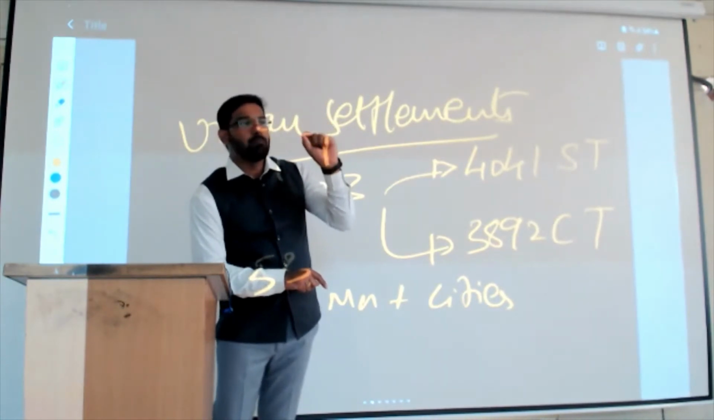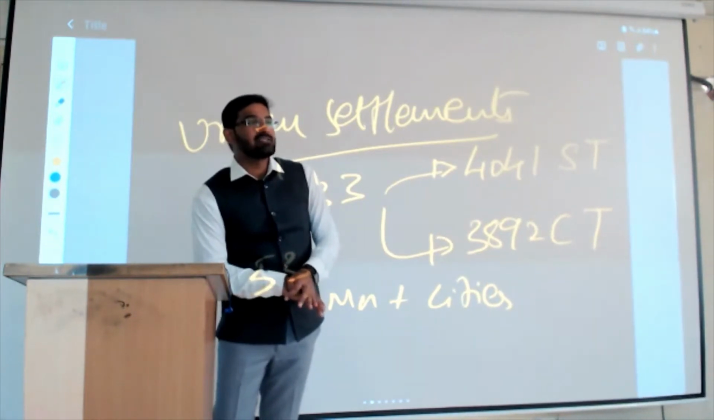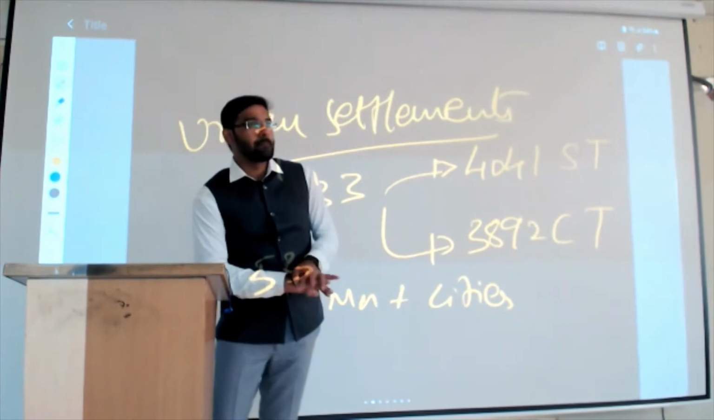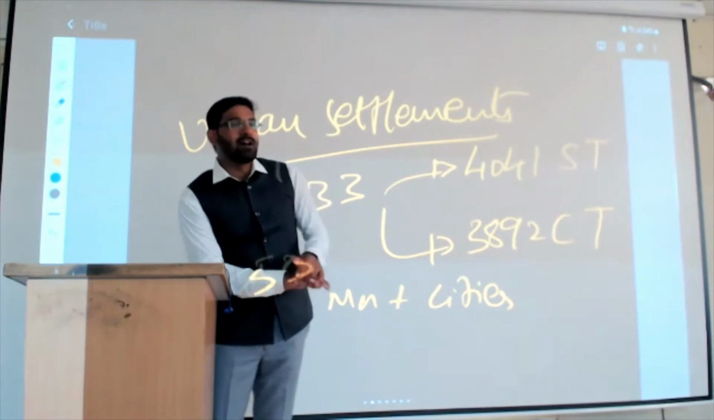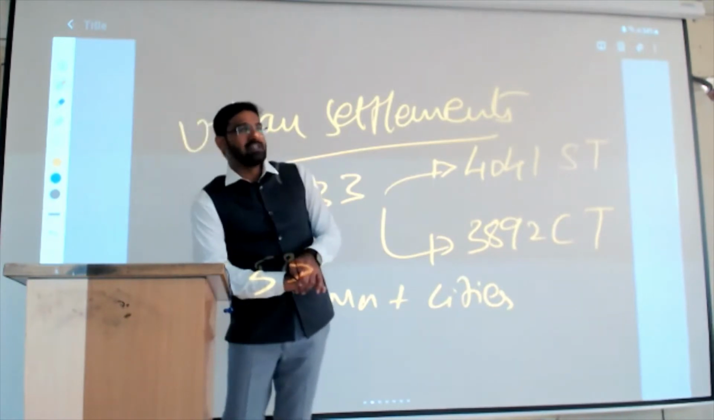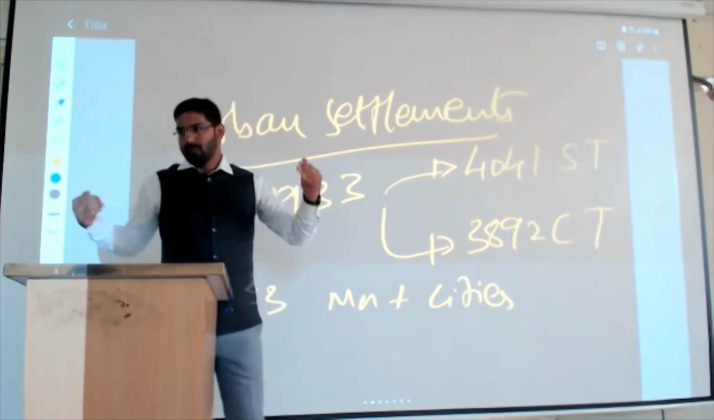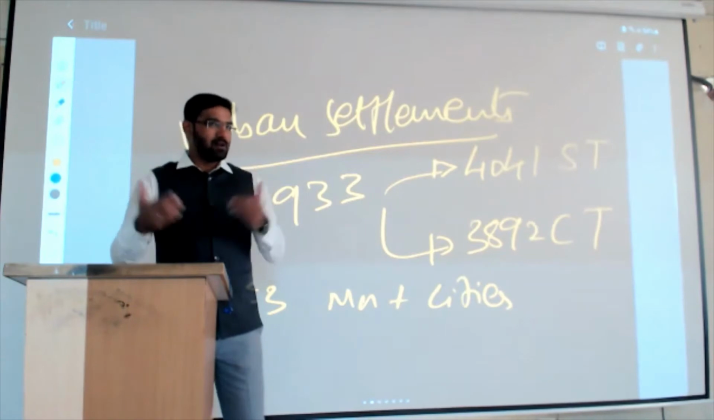What is the highly populated city in the country, or which state has the highest urban population? Which state? Tamil Nadu. Tamil Nadu has the highest urban population. Delhi has the highest urban population. Like this, you go through the data. Almost 7 to 8 states have more than the national average of urban population.